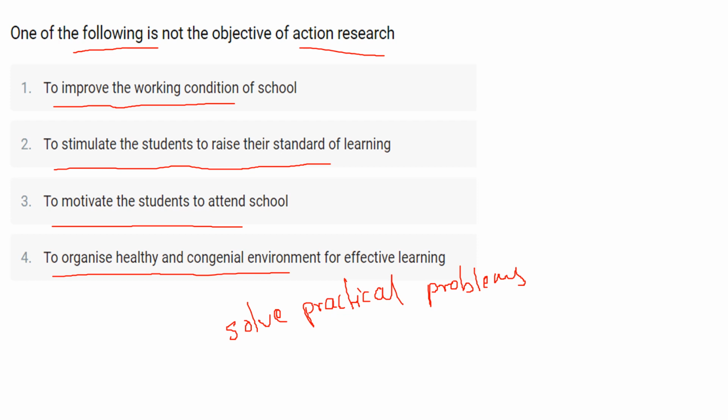Here when we are talking about the objective of action research, the first one is to improve the working condition of various infrastructure components of the school premises. To take a collaborative action, reflect an activity taken up in the school and generating the discussion on the key issue of concern that required to be addressed, then is to organize a healthy and congenial environment for effective learning. That means option 4 will be included under the objective.